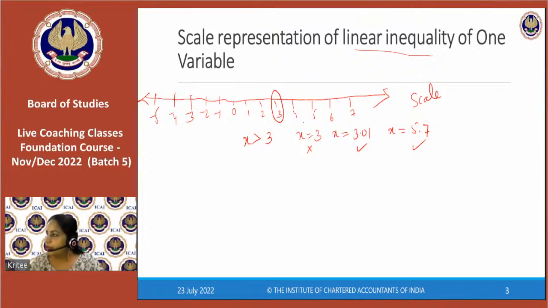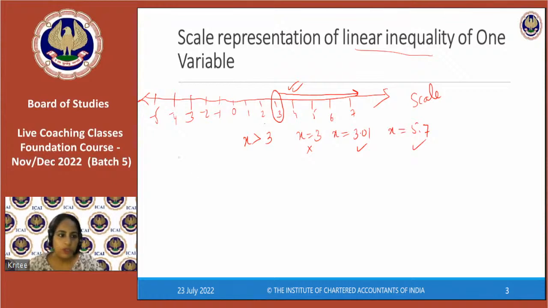Of course, yes, Kondhare, this is known as the number line, but I call it a scale because I'm talking about graph and scale here.